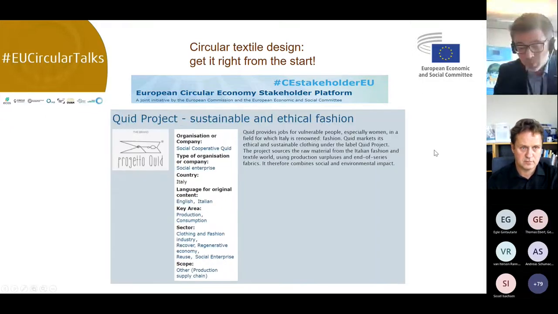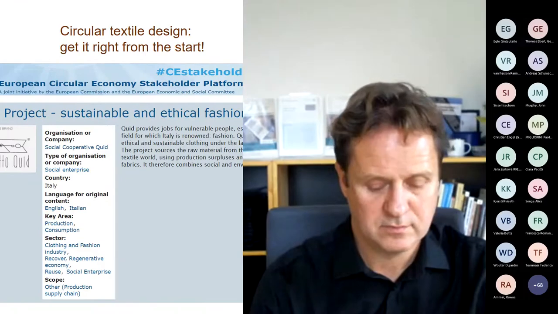And also in the textile world, an Italian example, of course, Italians renowned for fashion, we have the Quid Project, which is a sustainable and ethical fashion brand. I'd encourage you to check that out on the website. They combine the circular element with the social element by also providing jobs for vulnerable people within their company. So we can really see there how the technical, the material side of the circular economy can overlap with the social side of it. So I really look forward to the discussions today, hearing all of the different interventions and learning from each other.